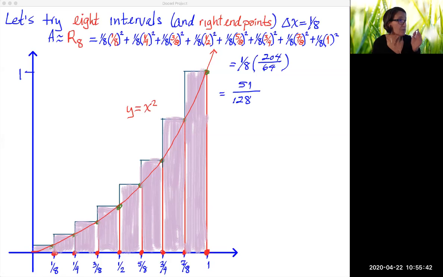That's the sum of those 8 areas, 51 over 128. And when I put that in my calculator, I got 0.39843 approximately, which is less than what I got when I did 4 rectangles with right endpoints. So the very first time I did this, I got 0.46 something.